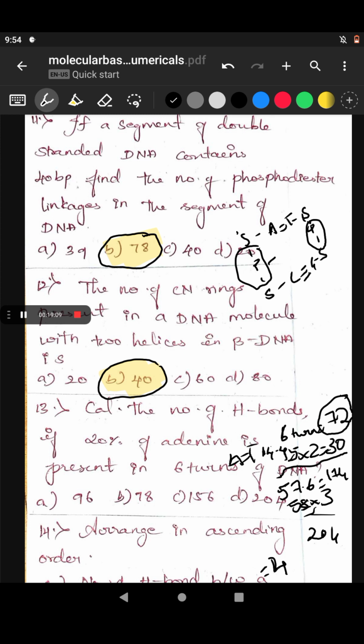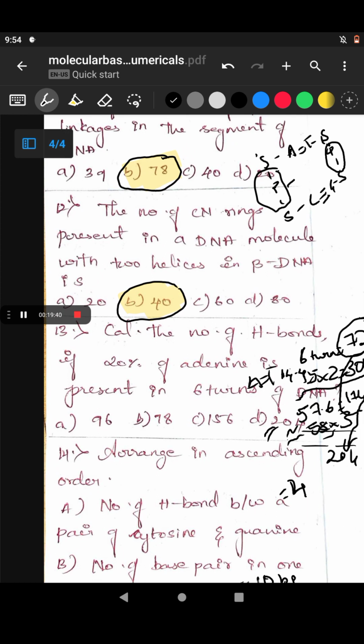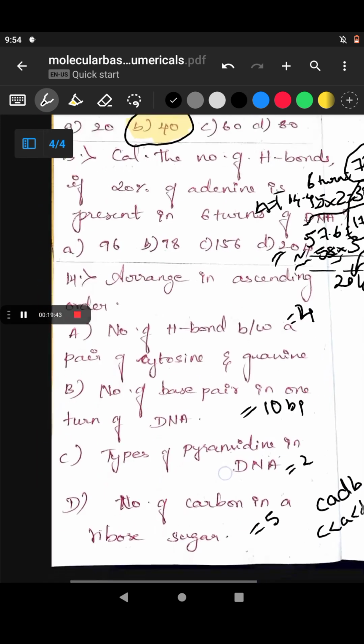Similarly, when you subtract 14.4 from 72, you get 57.6. If we approximate, it would be 58 into 3, which comes to 174. So 174 plus 30 gives 204. So the answer is 204 hydrogen bonds. This is how we obtain it. 204 hydrogen bonds. So the next one is arrange in ascending order.